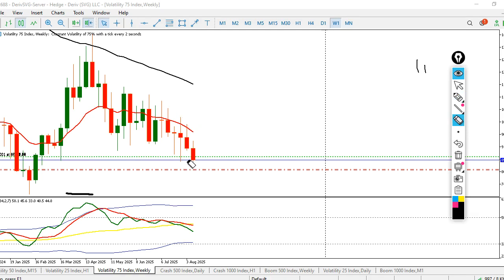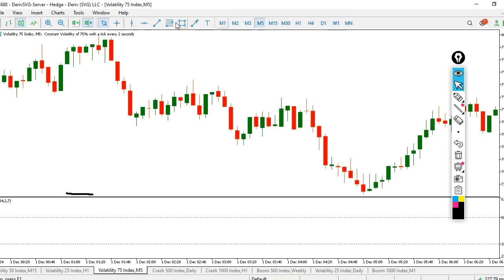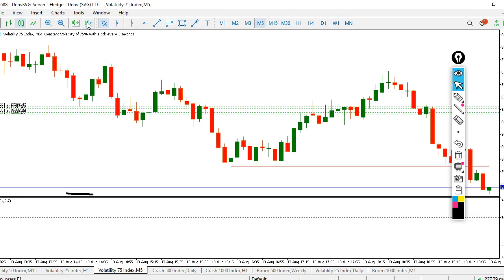So a quick recap. That is how you trade your CRT candle combined with my bread and butter strategy. Enough, a bread is enough because let me show you where we are currently now. Let me show you how we are moving. So we are on 5 minute time frame.